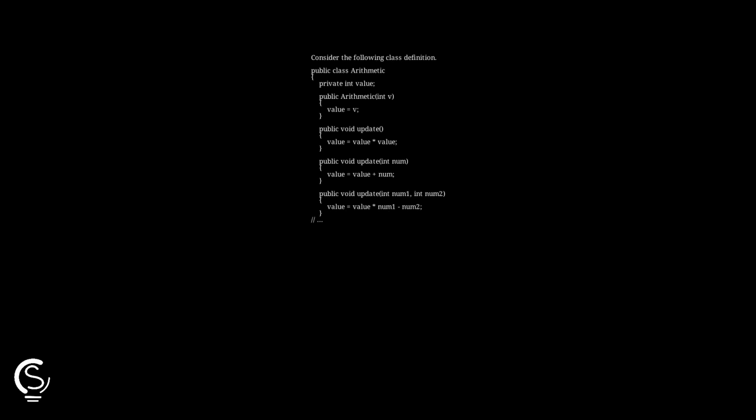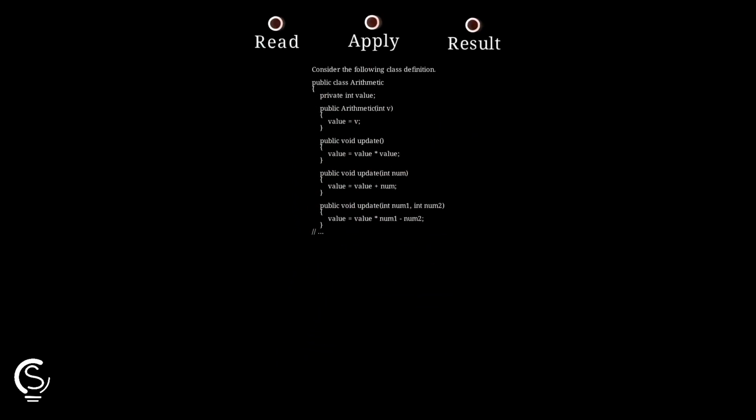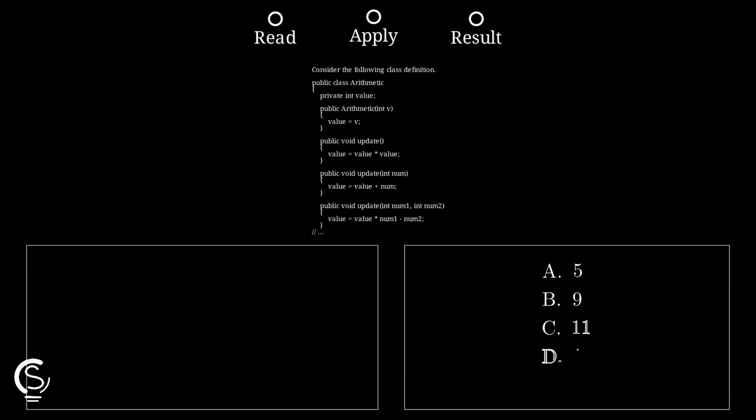Let's go! Solve this Java method overloading problem by tracking object states. We will calculate the final values for alpha and beta to find the sum. Initially, alpha starts at 3 and beta starts at 2. Calling alpha update with 1 uses the single integer method, adding 1 to 3, which makes the new alpha value 4.